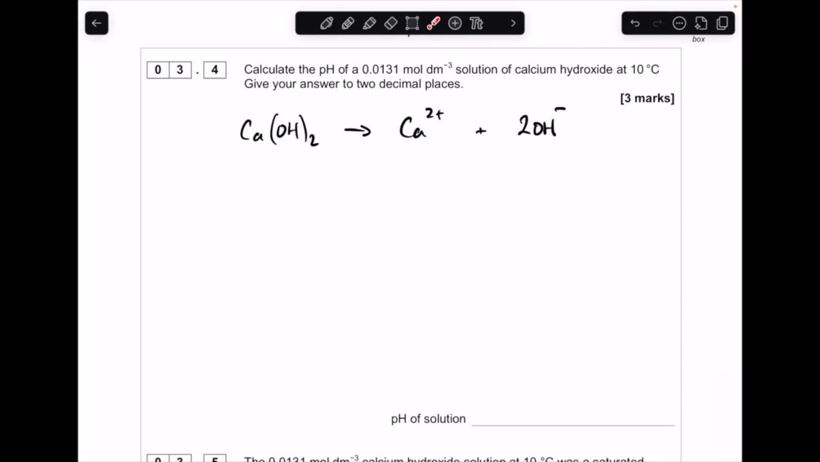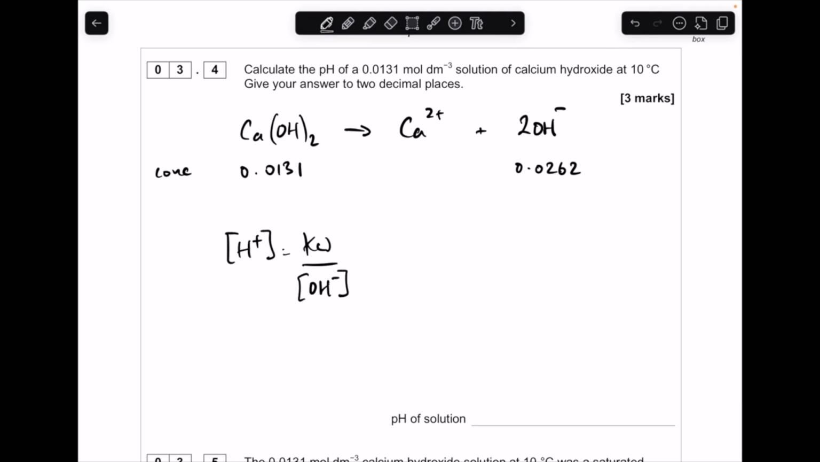Moving on to number four, we've got to calculate the pH of this concentration of calcium hydroxide solution. Again, it's at 10 degrees C. So you can see I've written up the dissociation equation for calcium hydroxide. So if the concentration of the calcium hydroxide is 0.0131, the hydroxide ion concentration will be double that, so 0.0262.